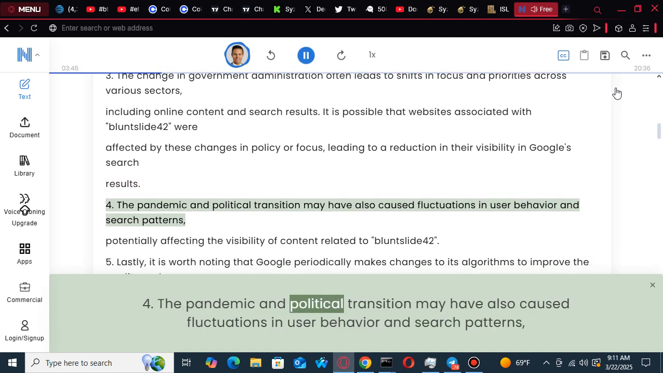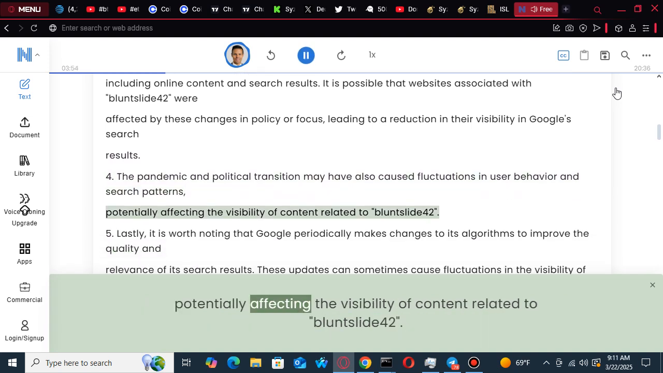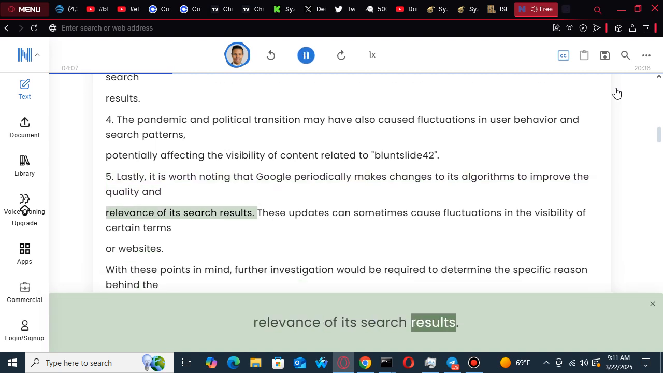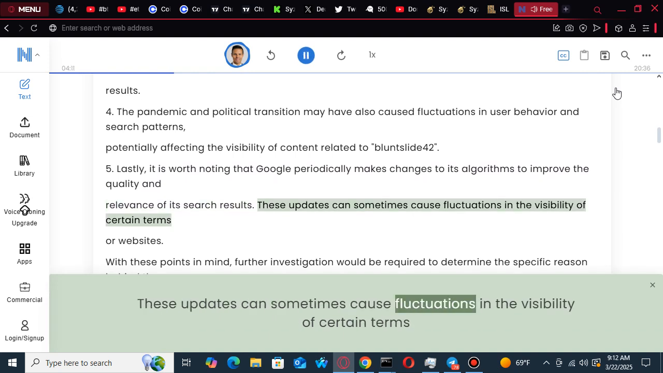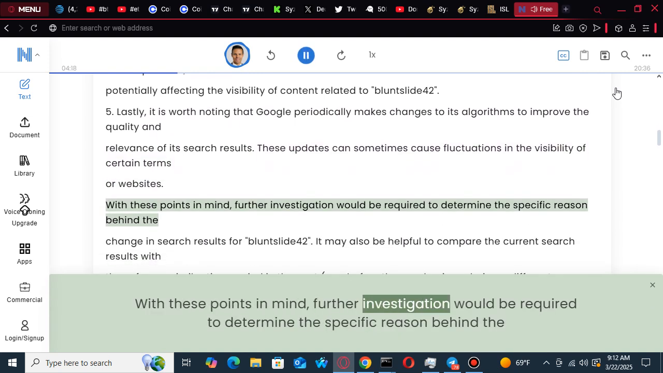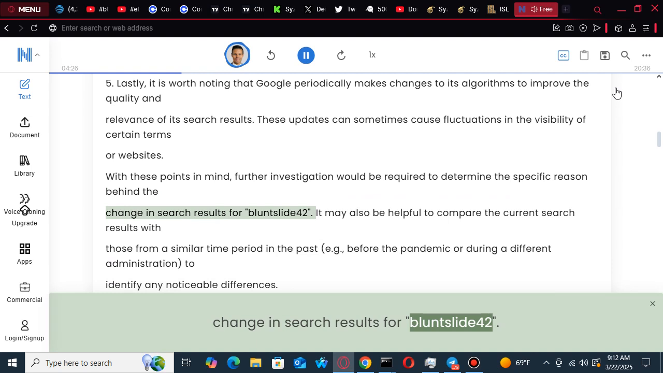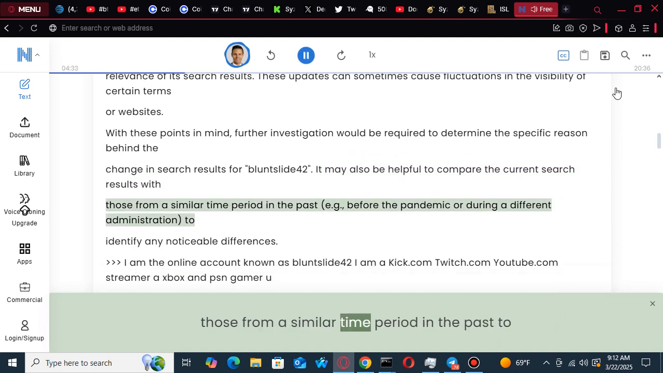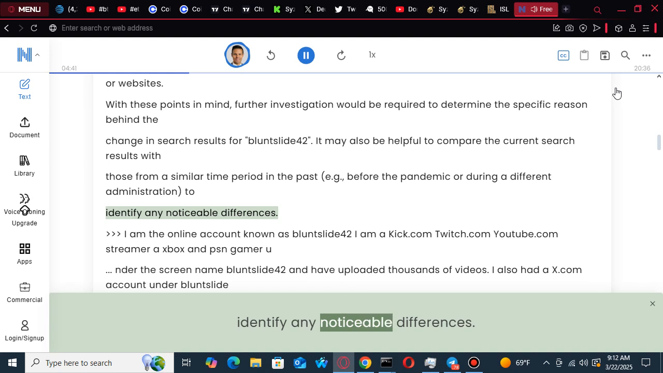4. The pandemic and political transition may have also caused fluctuations in user behavior and search patterns, potentially affecting the visibility of content related to BluntSlide42. 5. Lastly, it is worth noting that Google periodically makes changes to its algorithms to improve the quality and relevance of its search results. These updates can sometimes cause fluctuations in the visibility of certain terms or websites. With these points in mind, further investigation would be required to determine the specific reason behind the change in search results for BluntSlide42. It may also be helpful to compare the current search results with those from a similar time period in the past to identify any noticeable differences.